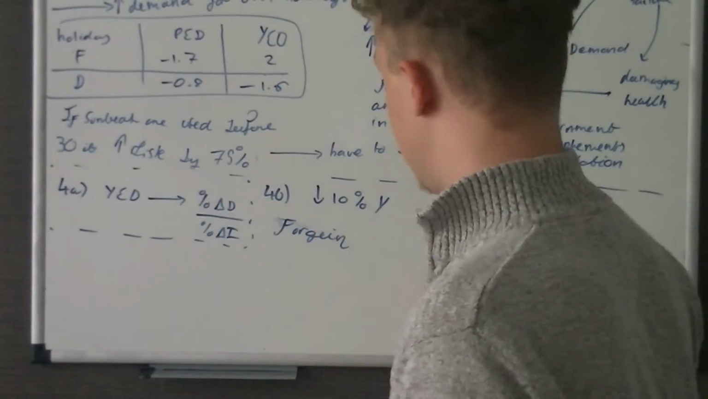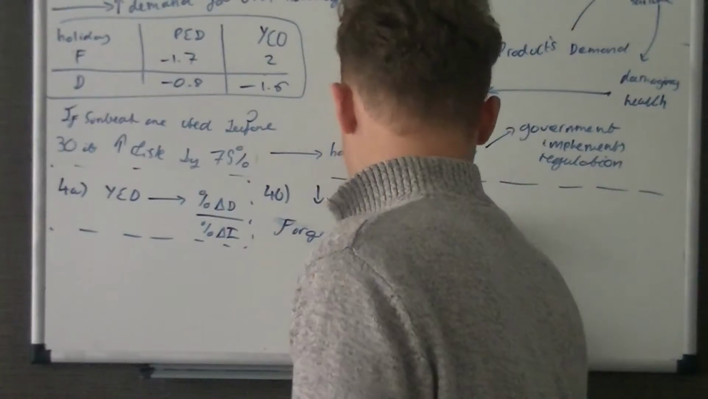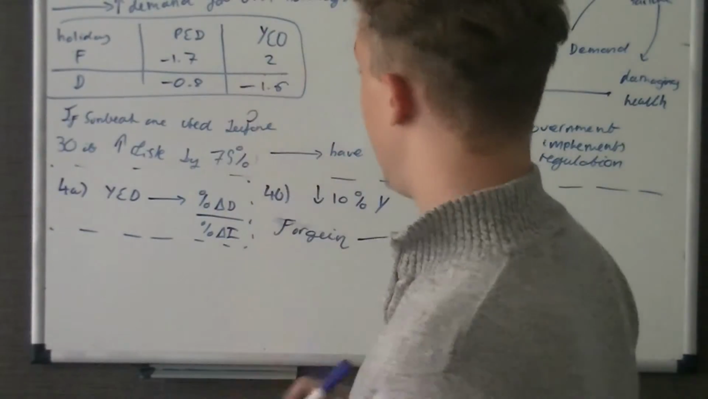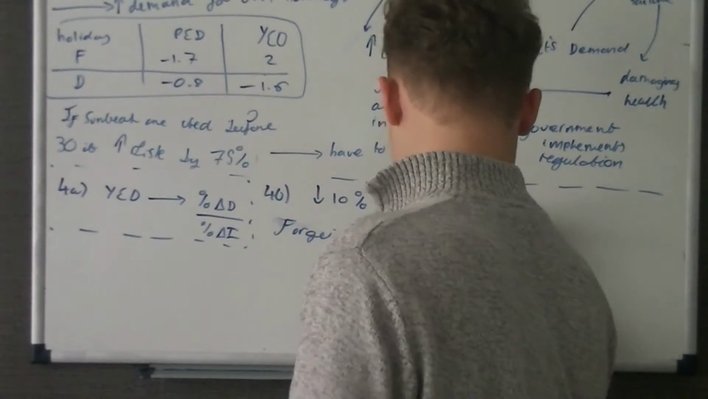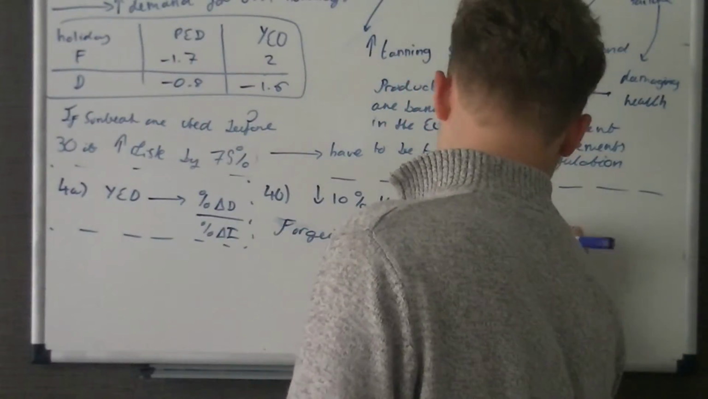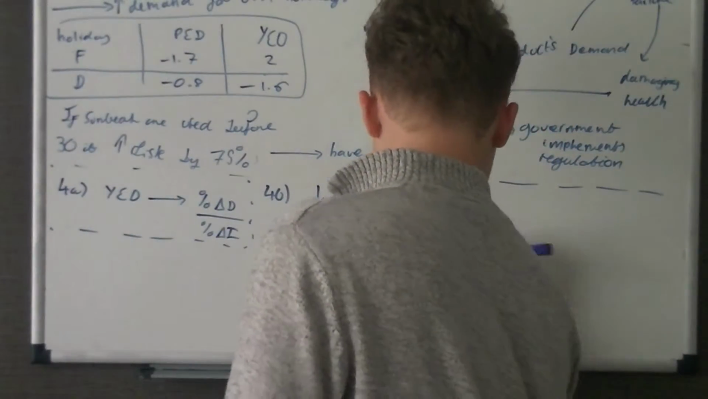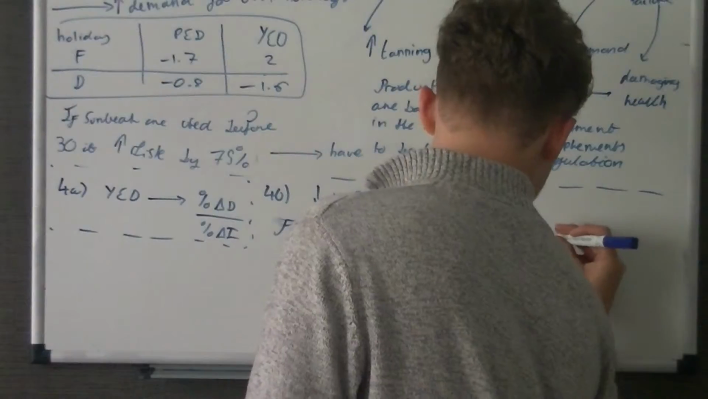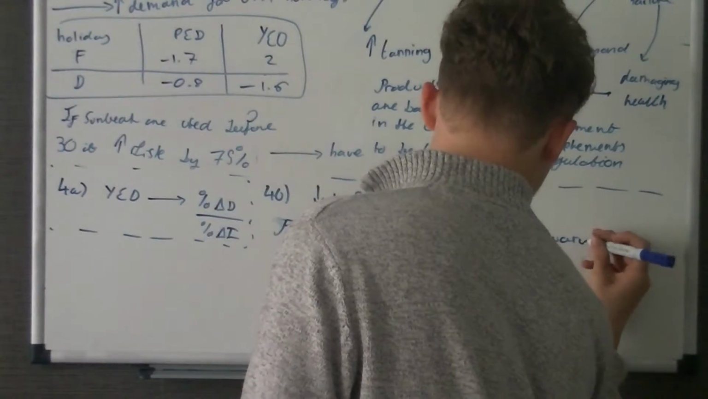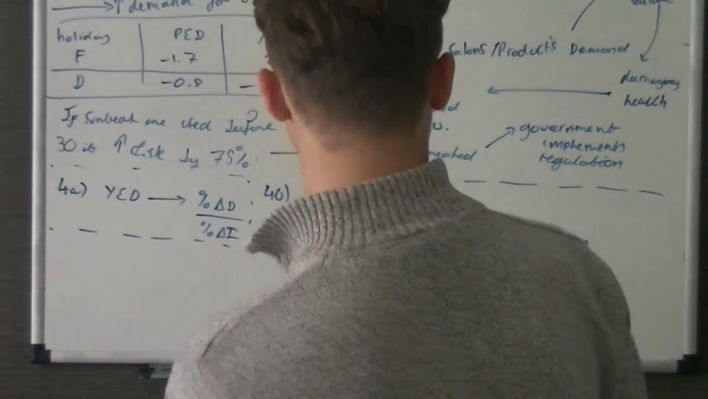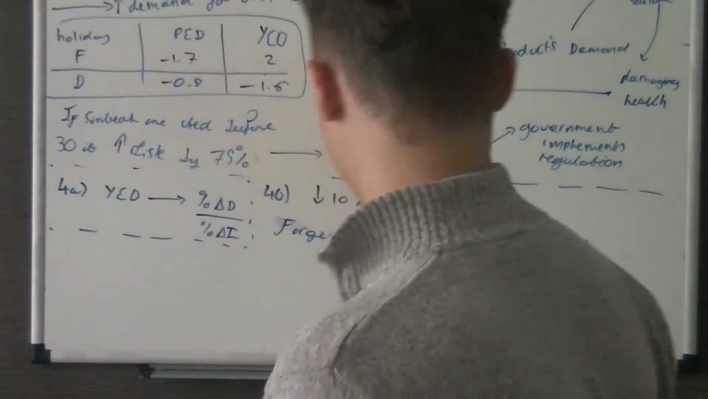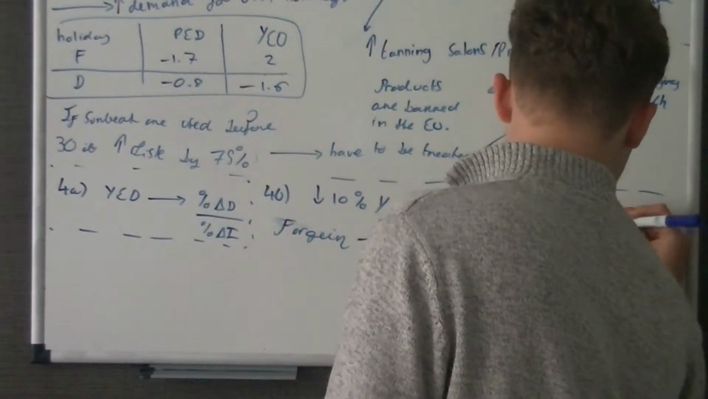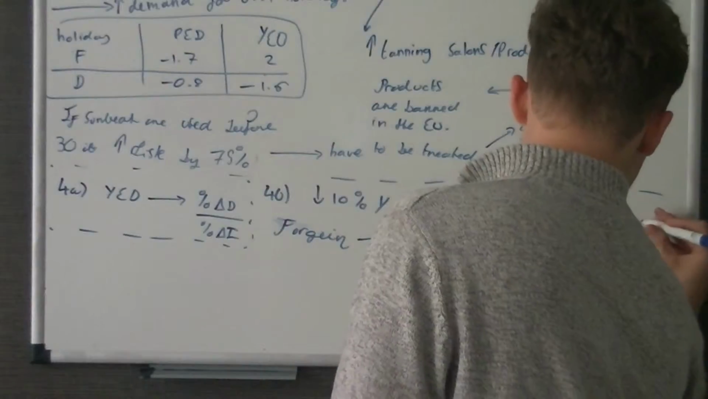So for foreign holidays, you'd break it down: YED equals 2. This means it's a luxury good, as it's larger than 1 and is positive. So you say it's bought as people's incomes increase. You say it's a luxury good and describe what a luxury good is.